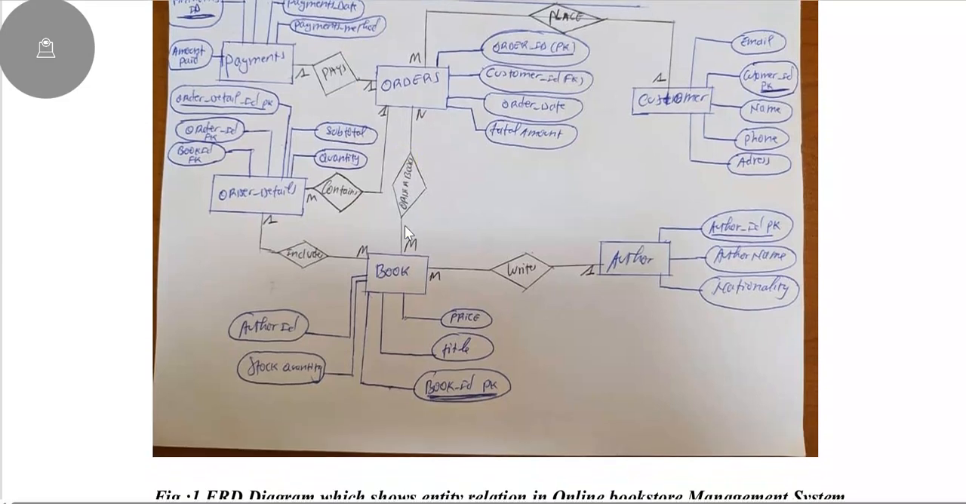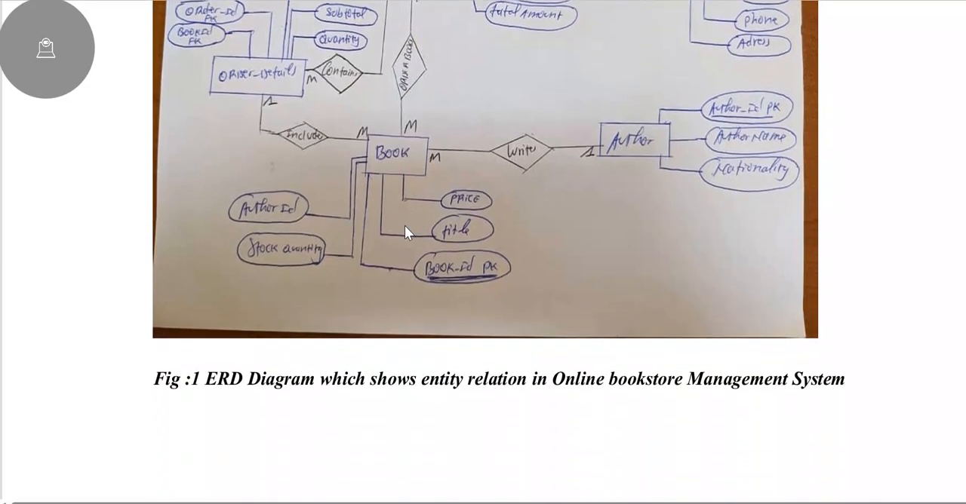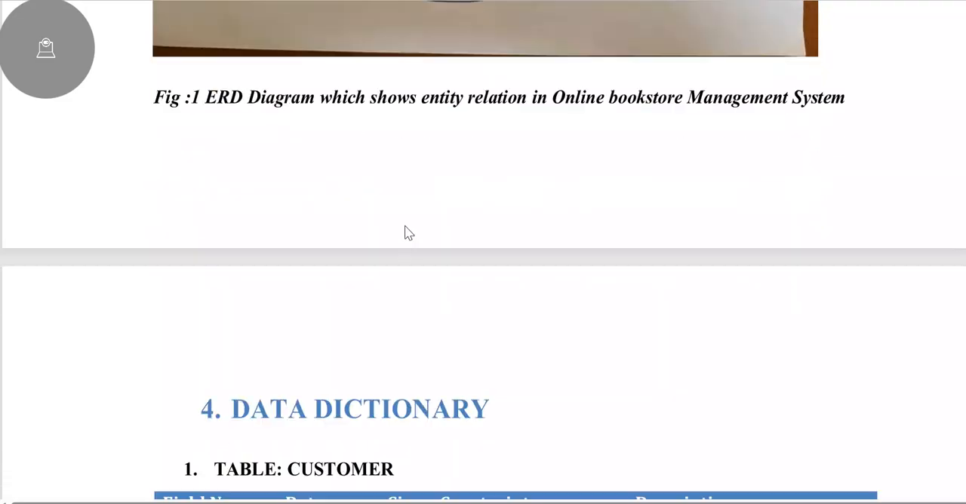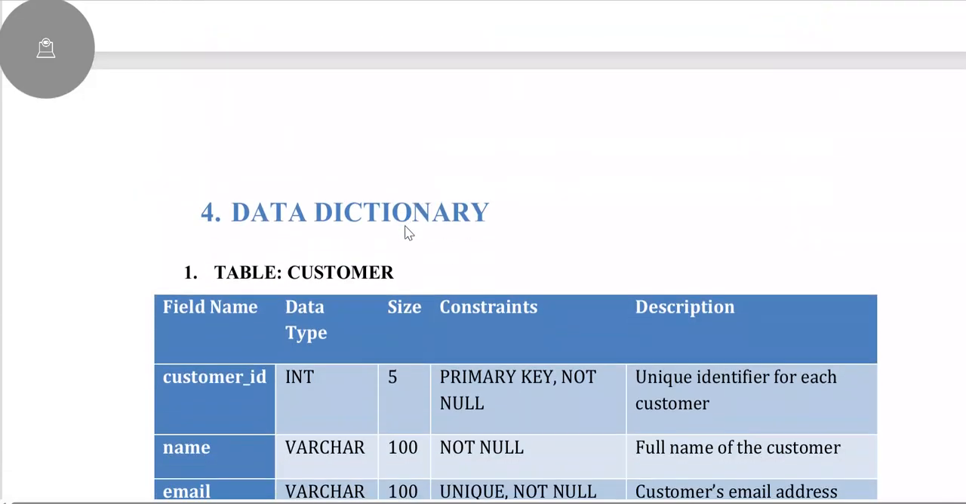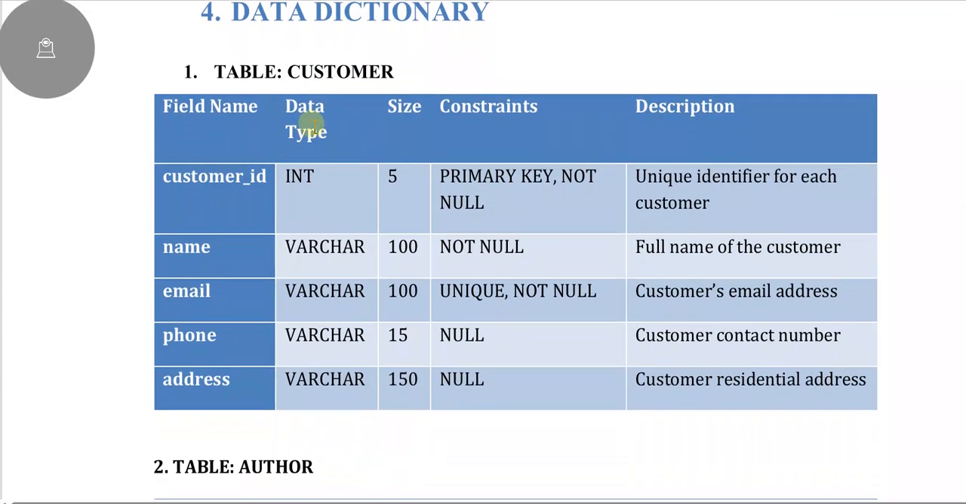This diagram shows us the entity relationship in the online bookstore management system. And the fourth topic is talking about the data dictionary. This is the data dictionary of our database.